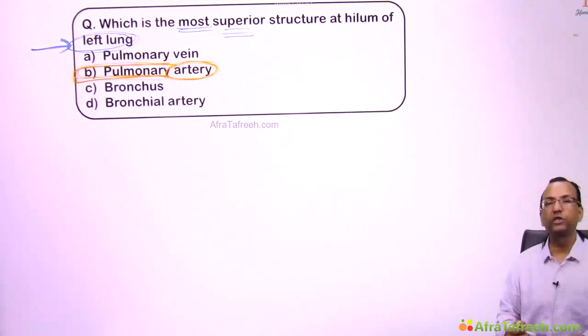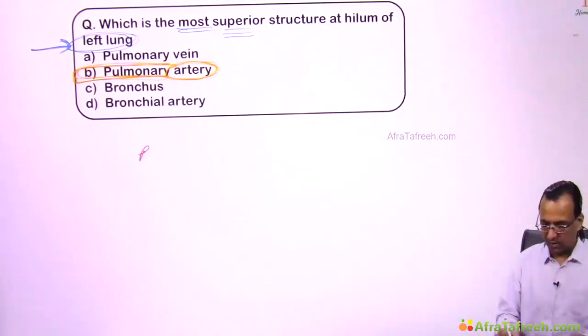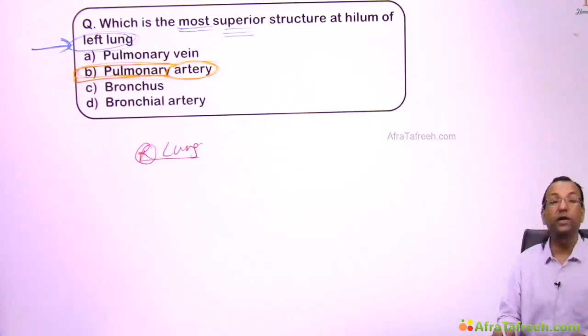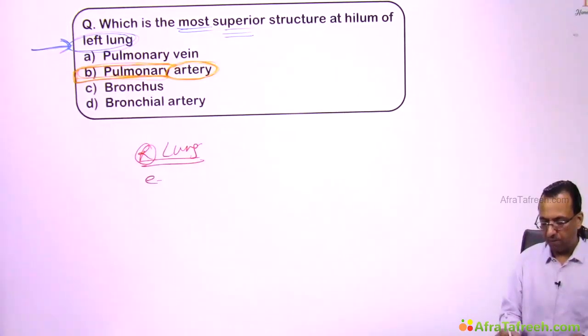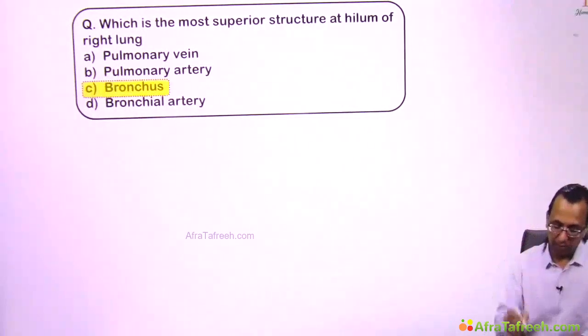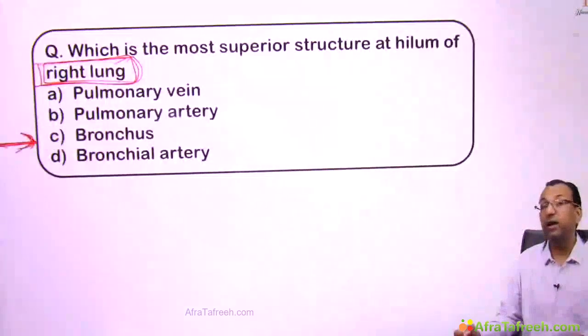And what if the question was on the right lung? Then I will change it. Who is the superior most? Above the Atal there is also something, the eparterial bronchus. For the right lung, it will be bronchus. Be careful: eparterial bronchus.